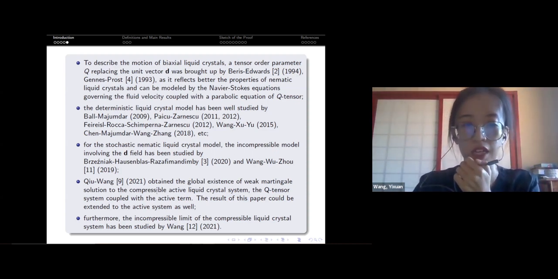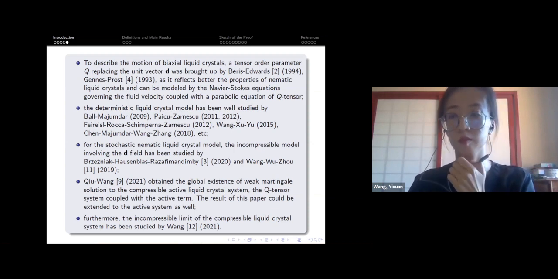And the last thing is that I have just obtained the incompressible limit of the compressible liquid crystal model. You can see the results in this paper.